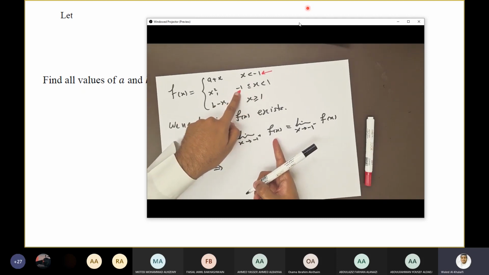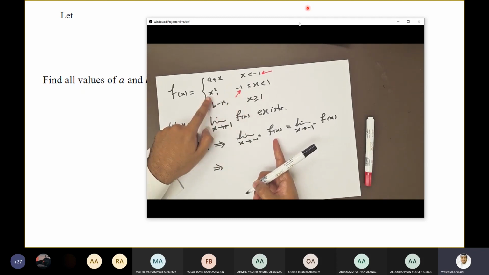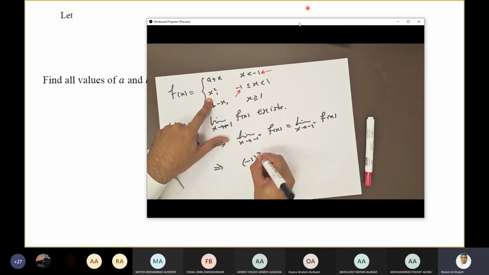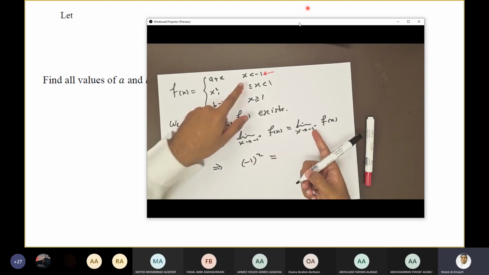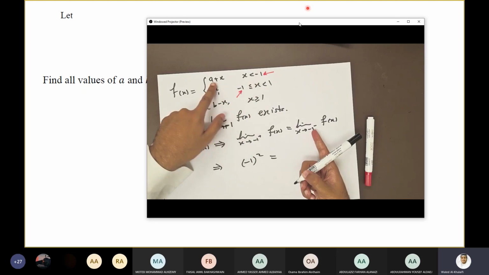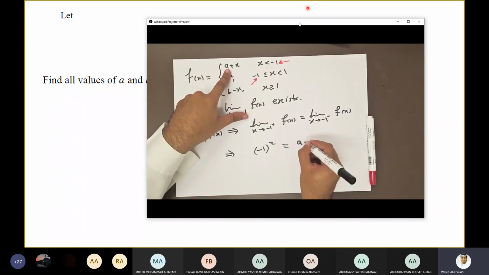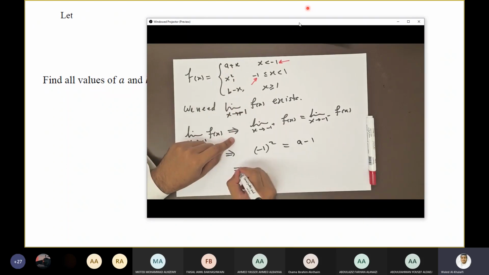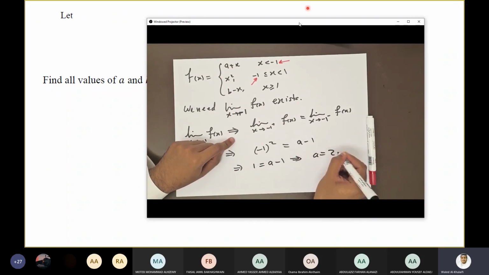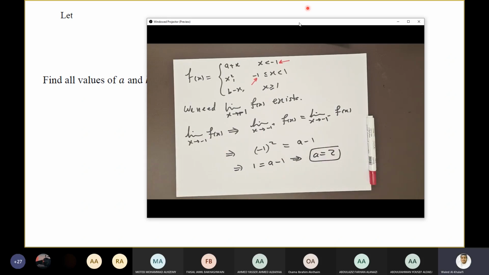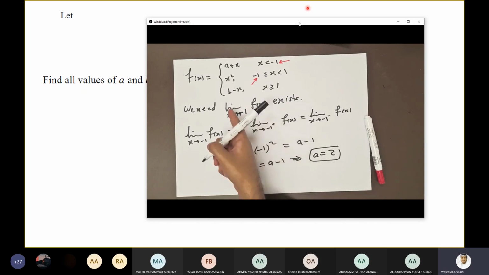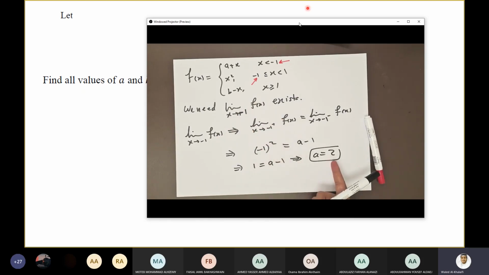I'm approaching -1 from the right, so I substitute -1 here. So this is -1 squared equals. When I'm coming from the left, I am in this definition, so I substitute -1 here, and it will be a minus 1. So 1 equals a minus 1 means that a is equal to 2. So the value of a that will make the limit exist is a equals 2.